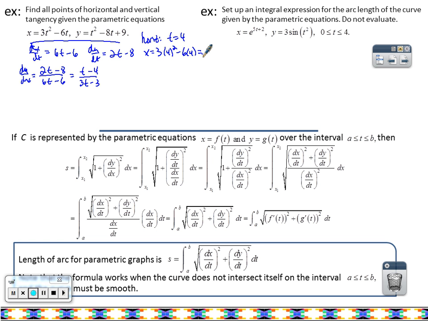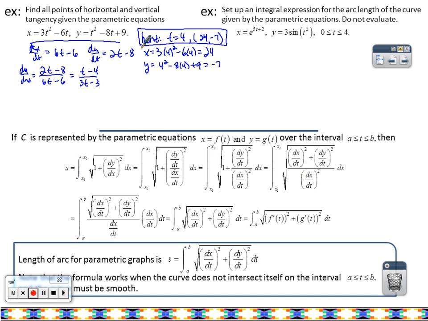Help me with my arithmetic. I got that to be 24. Hopefully that's good arithmetic. 24. Okay. Then my y is going to be 4 squared minus 8 times 4 plus 9, and I got that to be negative 7. So my point for the horizontal tangency is (24, -7). Okay, so that's for my horizontal.